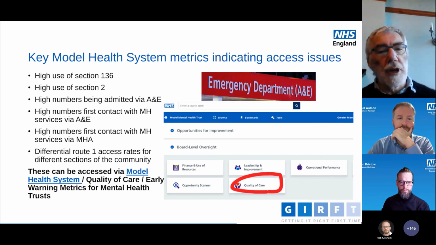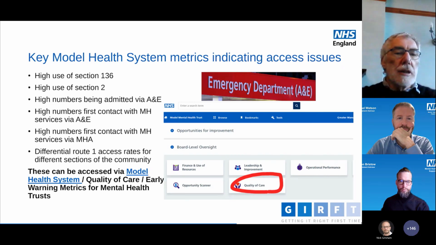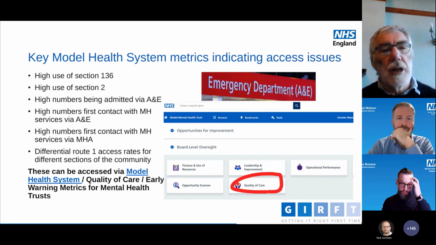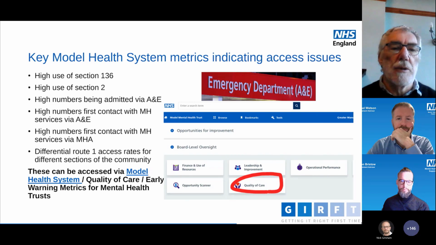Route 1 is the smooth route in, where you're brought in before you've reached any crisis point. These things are on the model health system, and a lot of this information is also on the dashboards on the acute mental health website that's been referred to earlier on Future Healthcare. So there's tons of information which you can drill down to all sorts of levels. Next slide, please.